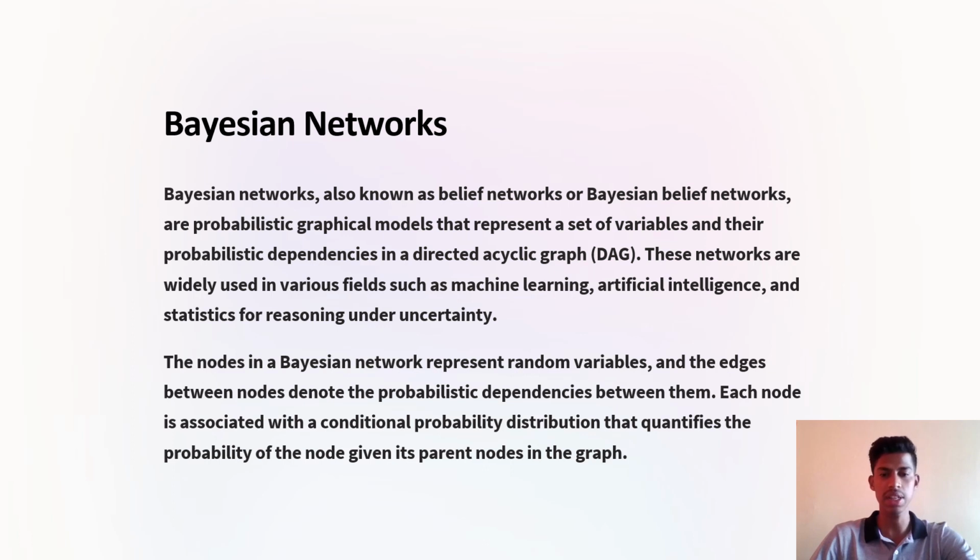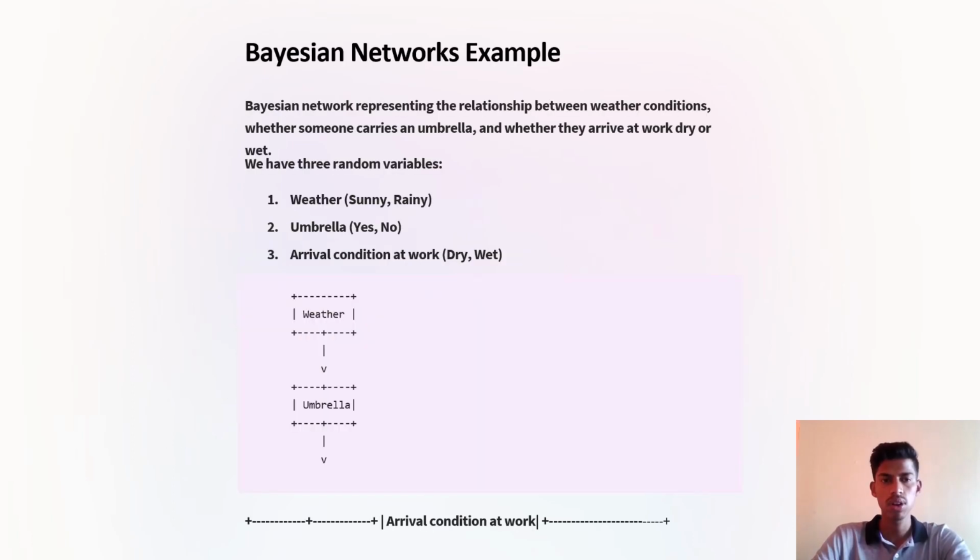The nodes in a Bayesian network represent random variables and the edges between nodes denote the probabilistic dependencies between them. Each node is associated with a conditional probability distribution that quantifies the probability of the node given its parent nodes in the graph. So let us understand with a Bayesian network example.